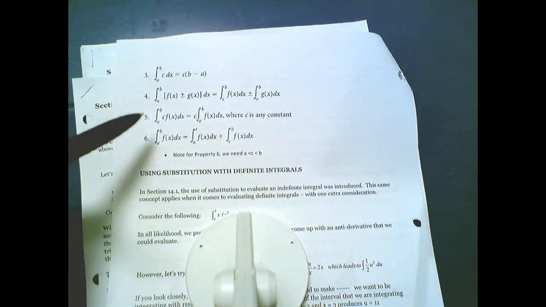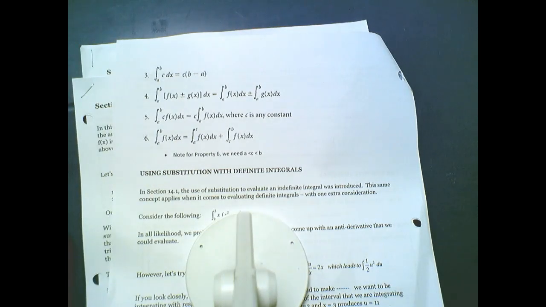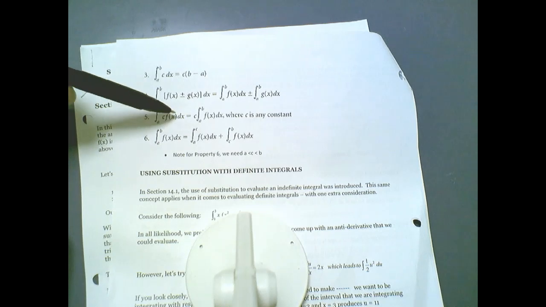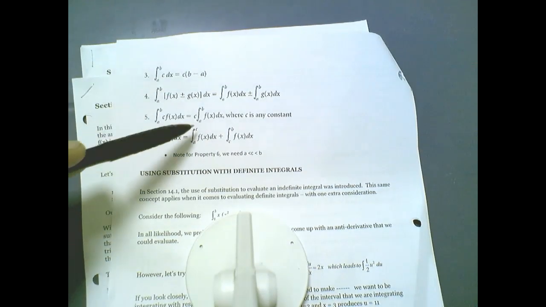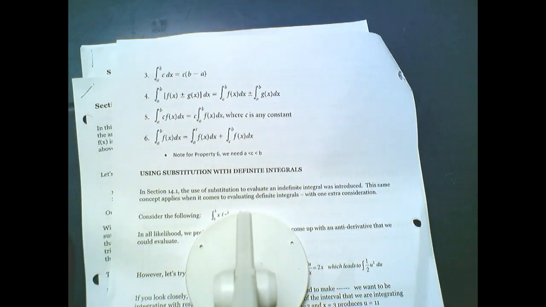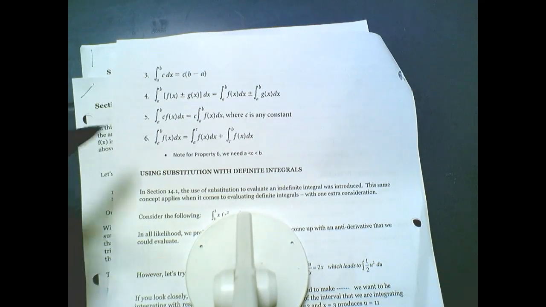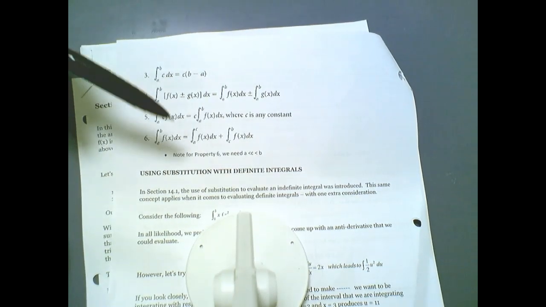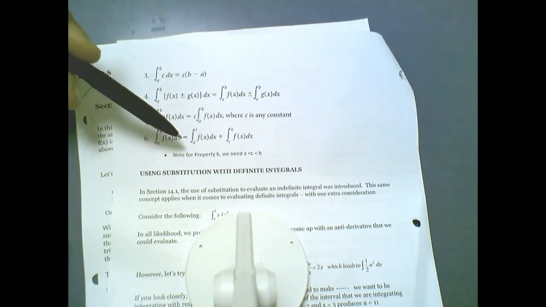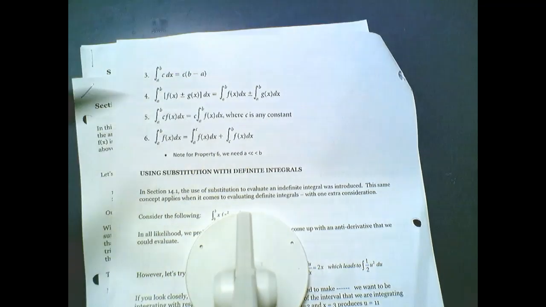A constant times a function: you can take the constant out of the definite integral. The integral from a to b of a constant times f of x dx is nothing more than the constant times the integral from a to b of f of x dx. And one more piece. Let's say that point c lives somewhere between a and b. The definite integral from a to b of f of x dx can be the sum of two definite integrals, a to c, c to b. Remember though, c needs to be in between.